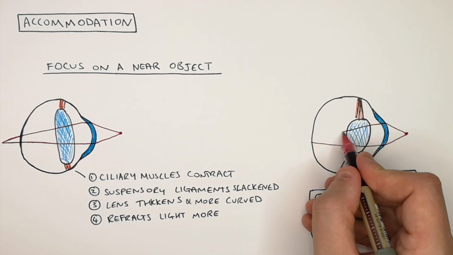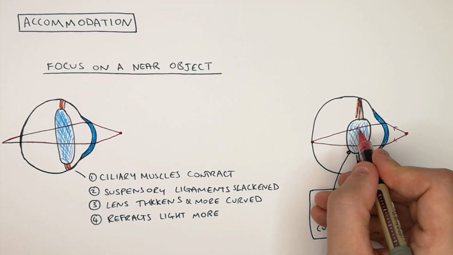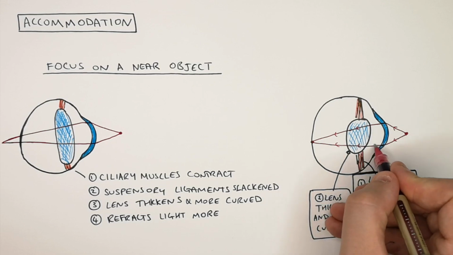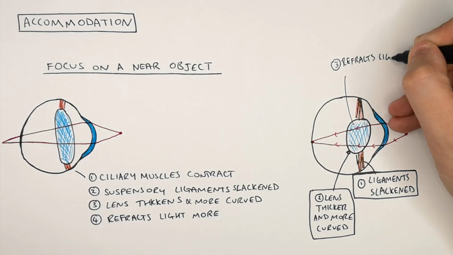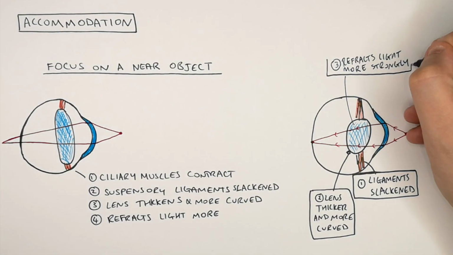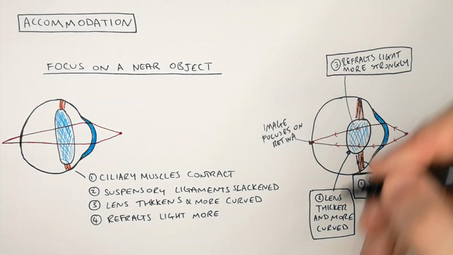So when the light is refracted more, it's going to be able to focus onto the retina, as opposed to it being focused behind the retina, causing a blurry image. So remember, when the ligaments are slackened, the lens is thicker and more curved, leading to the lens refracting light more onto the retina, leading to the image being focused onto the retina.